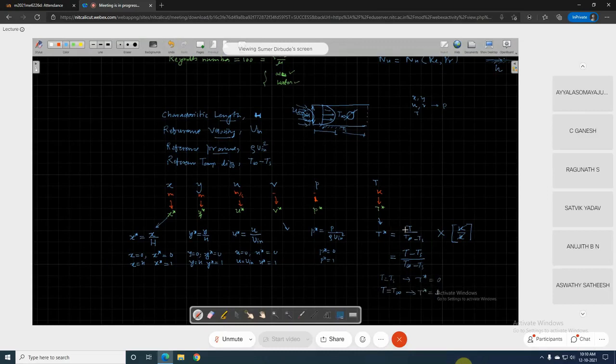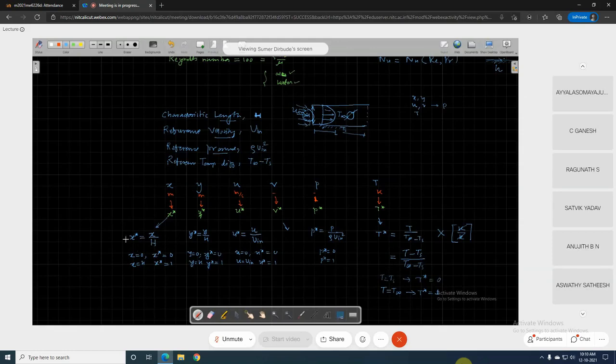Please note this. Okay, many times students make mistakes. They just write T and T infinity minus TS, and they go ahead with that, because here we have developed that logic. But here we are talking about temperature differences. So you also take a ratio in terms of temperature differences. Okay, that is the important thing. So this is the way we generally non-dimensionalize the variables.